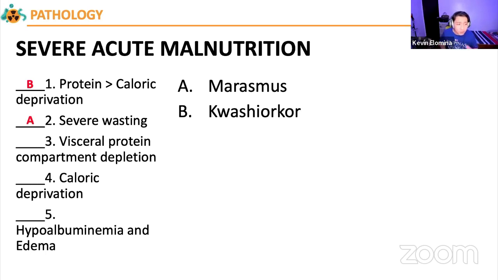Now, if the visceral protein compartment is affected, that is your kwashiorkor. So mawawalan ka ng albumin, tapos dahil doon magkakaroon ka ng edema. If you have caloric deprivation, ano yon? It's more of your marasmus. And if you have hypoalbuminemia and edema, as I previously mentioned, that is your kwashiorkor.